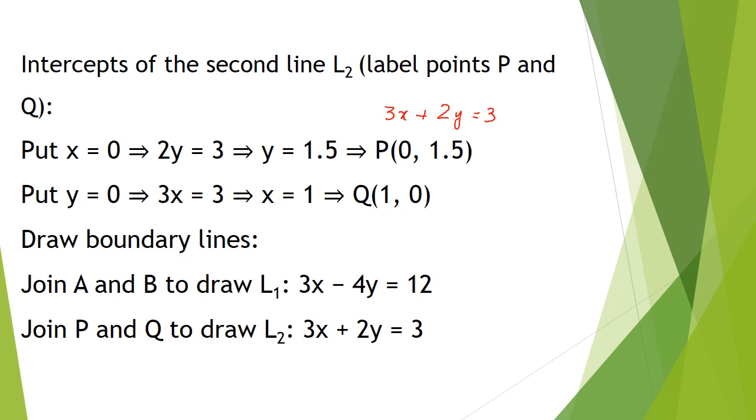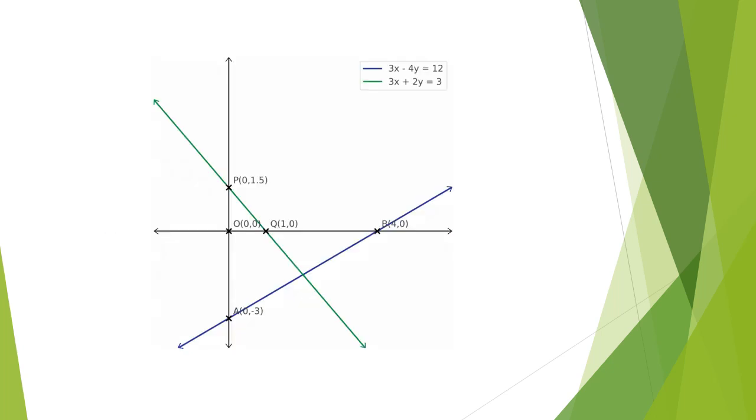For this, students, first we have to join the points A and B to draw L1 on graph paper. Here you can see, students, that we have plotted both of the equations. The first equation is 3x minus 4y equals 12, and the line plotted here is the line showing the points A and B. This line is for the equation 3x minus 4y equals 12.